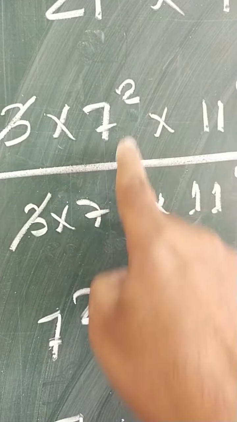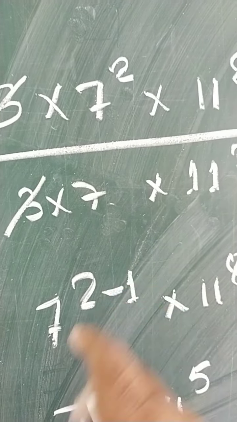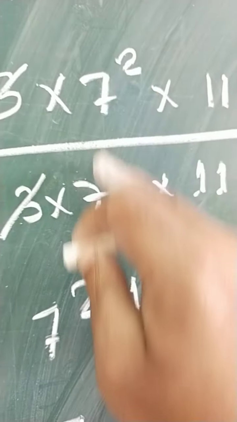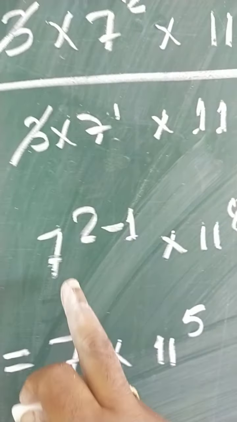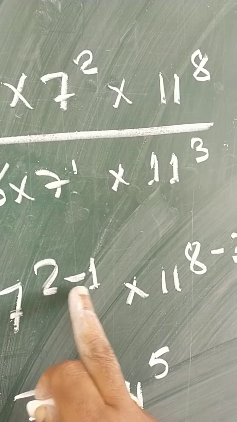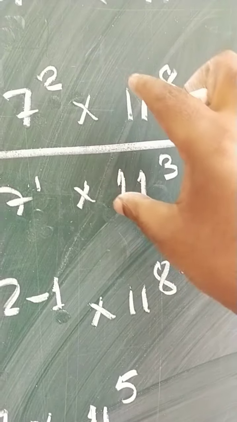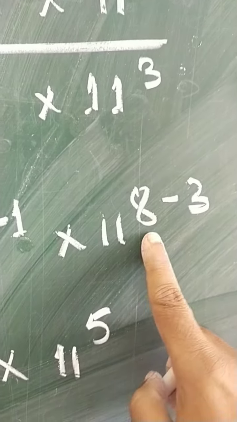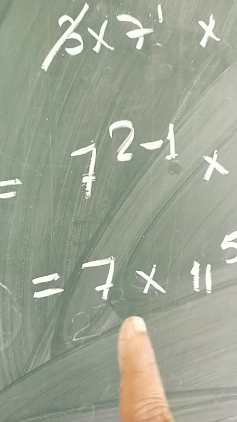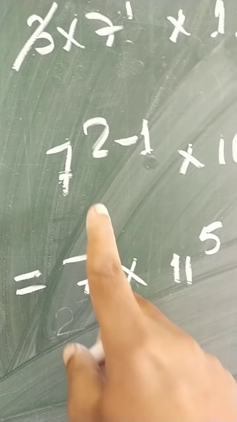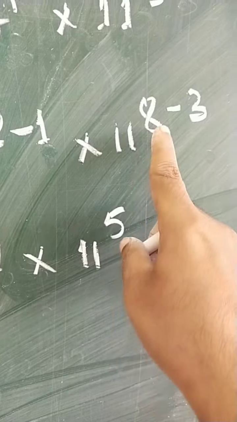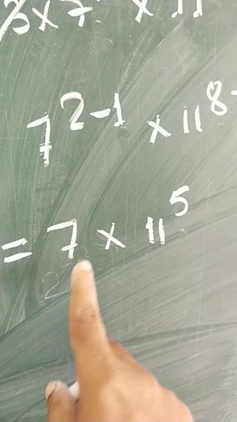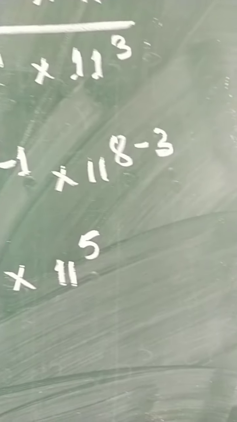Now 7 squared, 7 means what? It is carrying 1 as a power, and they are in the division form, so we will subtract the powers. It will look like 7 to the power 2 minus 1 into 11, which are again in the division form, so we have to subtract the powers, that is 8 minus 3. So what is the final answer of sum number 4? 2 minus 1 is 1 and 8 minus 3 is 5. So the answer is 7 into 11 to the power 5.